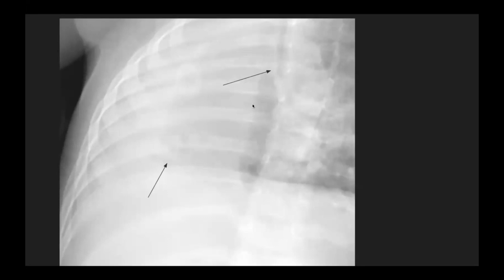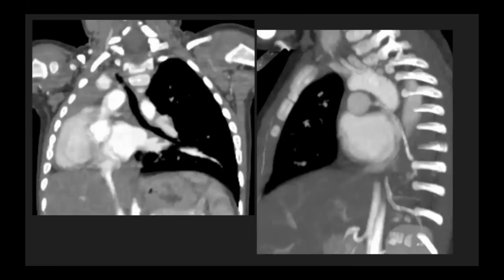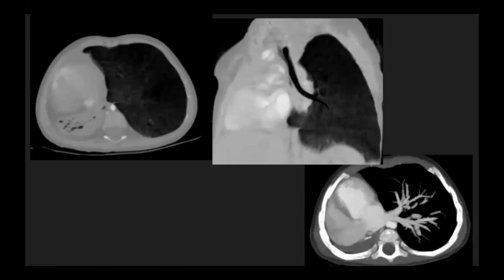There was no bronchus. If we look very carefully at the lower part of the right hemithorax, there are some air shadows. Where did the air come from? If there is no bronchus, then where is the possible source of the air? And our thought was also established by these MINIP images.